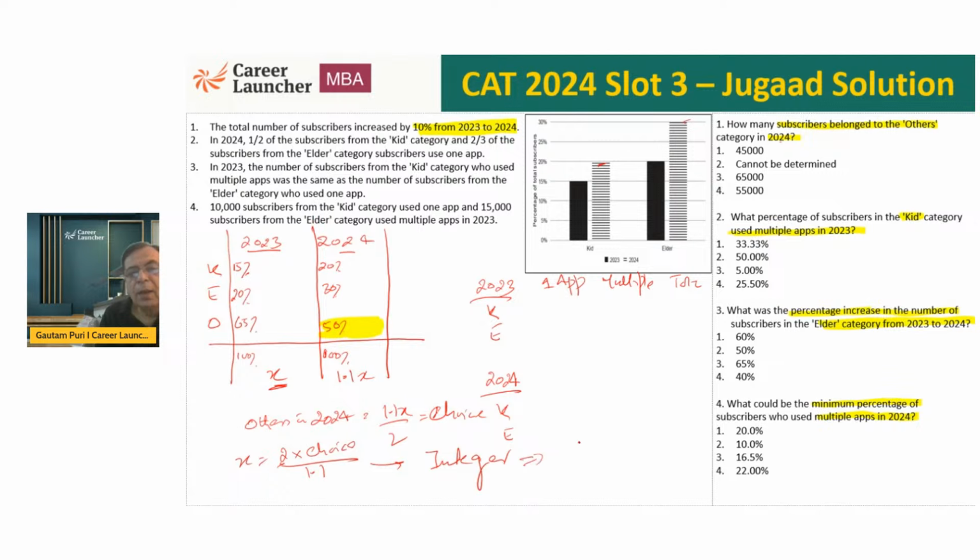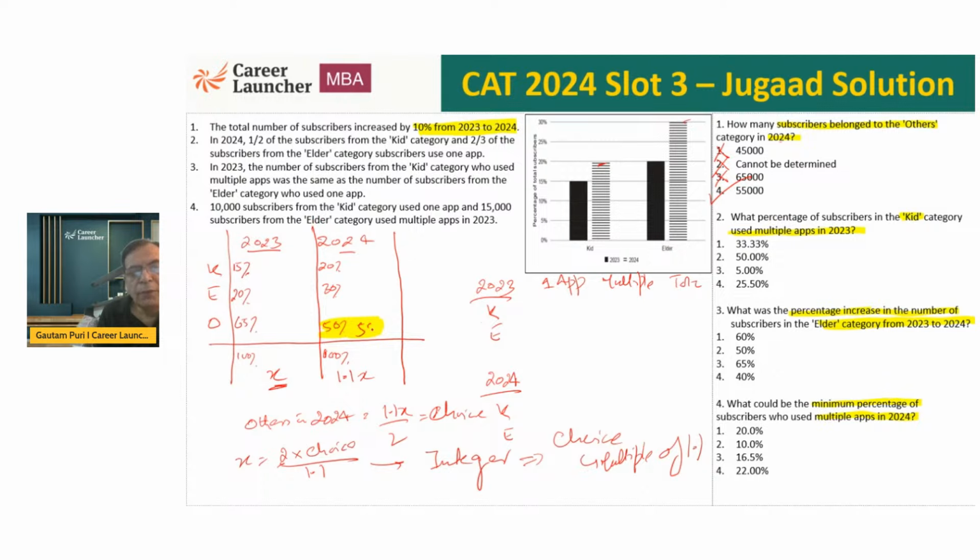Which means the answer choice should be a multiple of 1.1. Look at the choices. 45,000 is not a multiple of 11 or 1.1. We had already eliminated that. 65,000 is not a multiple of 1.1. 55 is there. Okay, so what does that mean? The number of subscribers for others has to be 55,000.